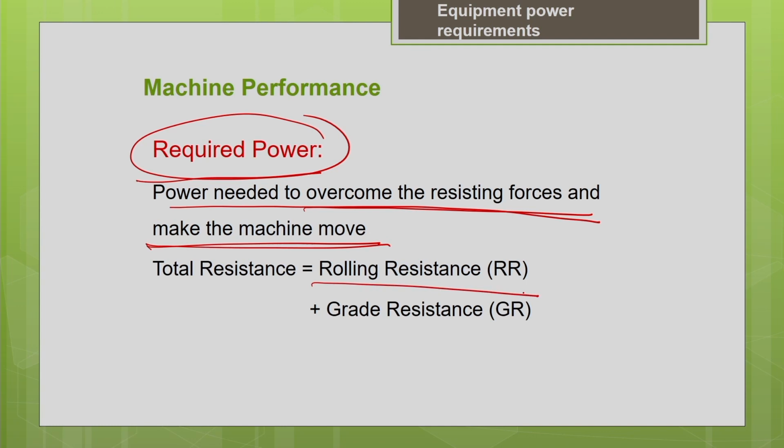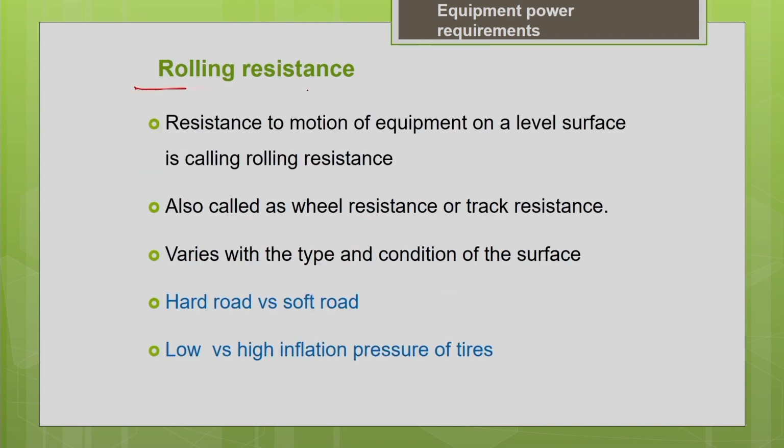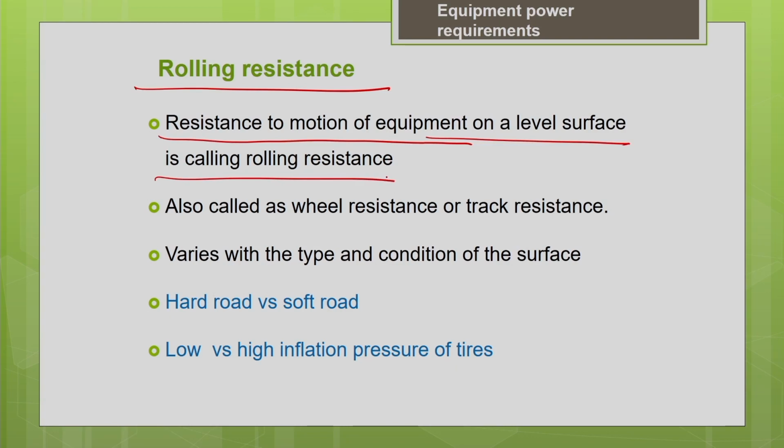One is rolling resistance, the other one is grade resistance. We will see what these are one by one in the upcoming slides. First, we will discuss rolling resistance. Rolling resistance is nothing but the resistance offered by the haul route to the wheel which is rolling over the particular surface. So that is your rolling resistance. The resistance to the motion of equipment on a level surface is called rolling resistance.